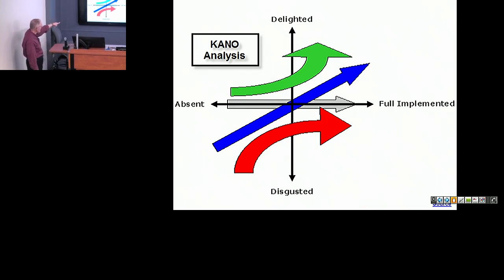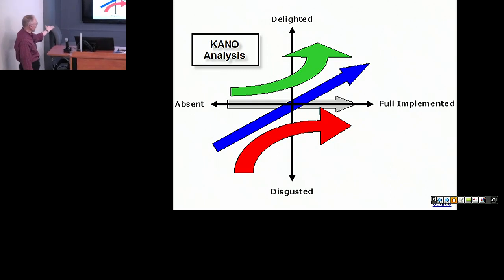Note the bottom one, the red one. If it's missing, you won't know about it. But if it's in, it won't increase people's satisfaction because they've come to expect it. But then the green becomes the interesting one. So in your product or service, this is where you can distinguish yourself from your competitors.